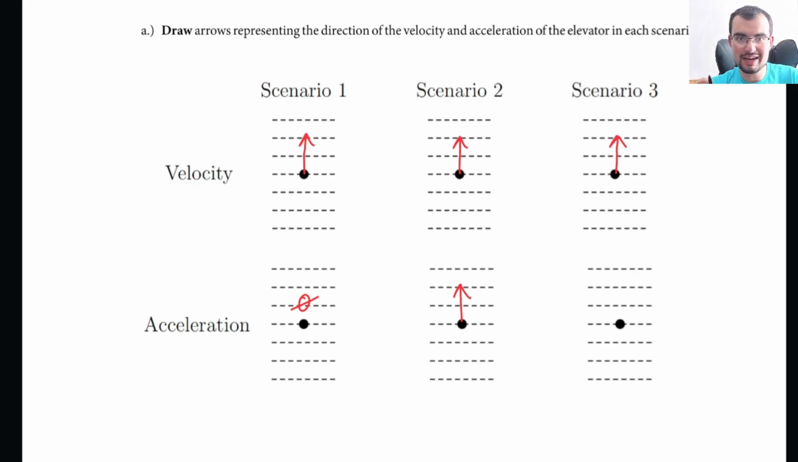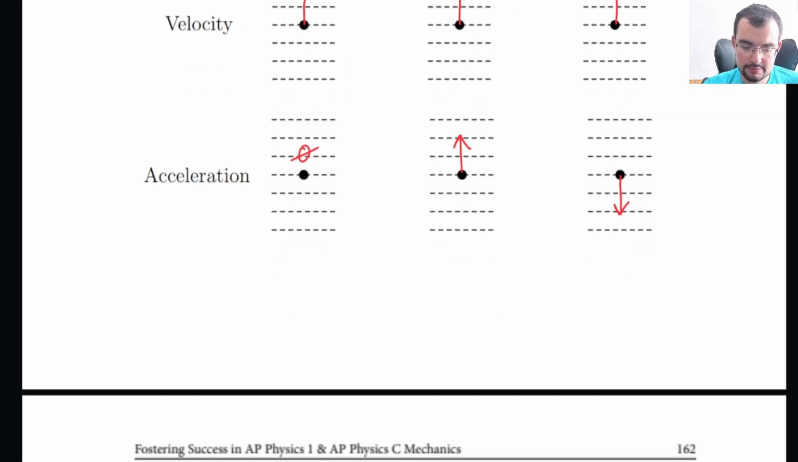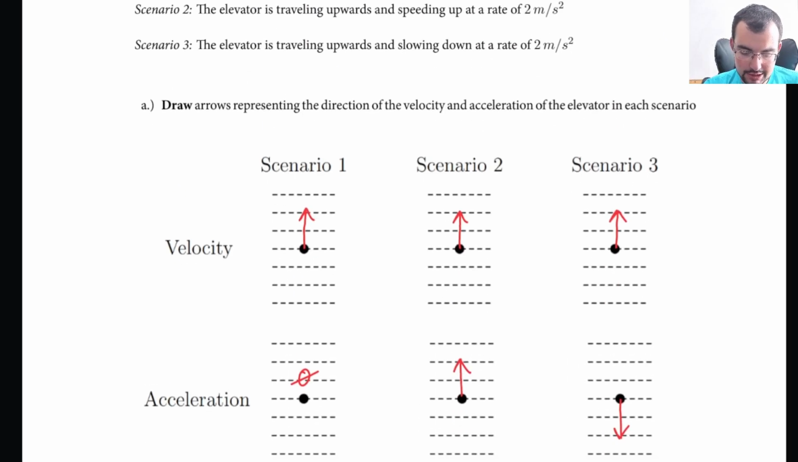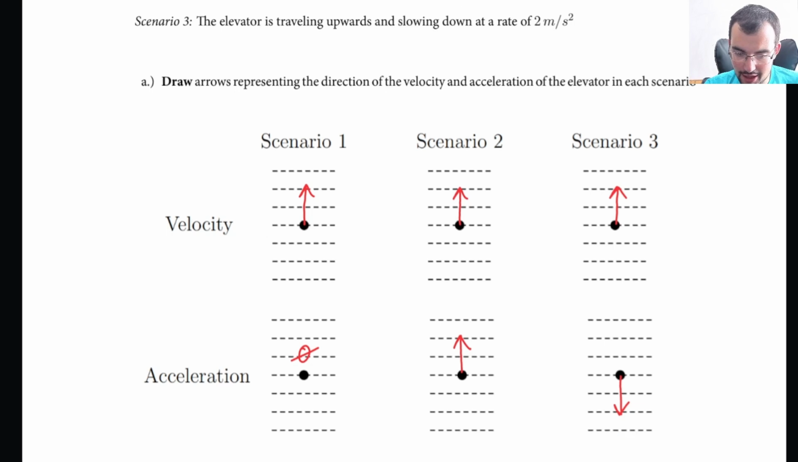So remember, slowing down means that velocity and acceleration are fighting each other, so they disagree. So I have to have the same acceleration, but downward. So if we look at this scenario, we see we have 0 acceleration, upwards acceleration, and downwards acceleration.